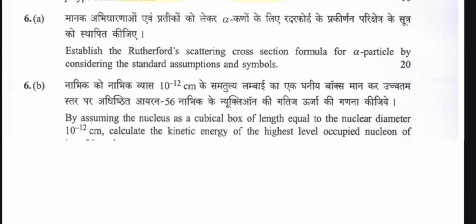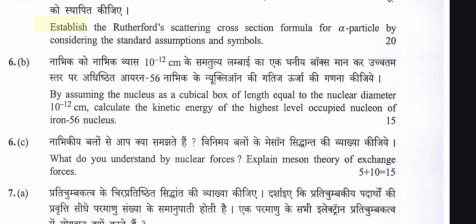And question 6a, establish the Rutherford scattering cross-section formula for alpha particles, considering the standard geometry and symbols. Then, using nucleons in a cubical box of length equal to the nuclear diameter, 10 centimeter.